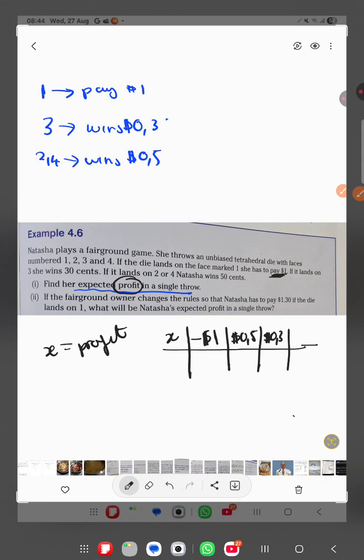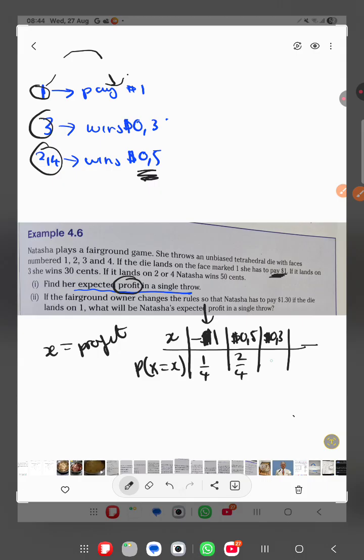0.3. Remember, you cannot find her expected profit without a probability distribution table. So the bottom is probabilities. What is the probability of landing on 1? So you get $1, which is the first item we discussed here. The probability of landing on 1 is 1 out of 4. It's an even die, so it's 1 out of 4. The probability of landing on 50 cents, there are 2 of them, so it's 2 out of 4. The probability of landing on 30 cents or on 3 is 1 out of 4. And again, check. Do these add up to 1? Which I think they obviously do.